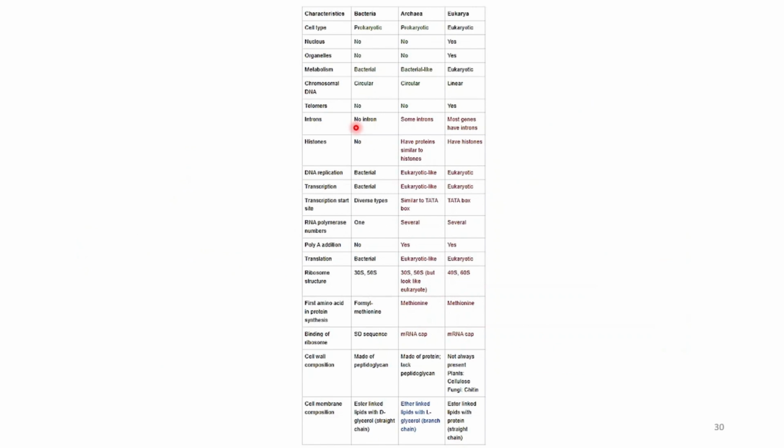Both of them are prokaryotes. Cell morphology might be quite similar, but archaea lack peptidoglycan. Their cell wall is made of protein, whereas the bacterial cell wall is made of peptidoglycan. Then, in case of bacteria, the cell membrane composition is ester linked lipids with D-glycerol straight chain. But in case of archaea, there are ether linked lipids with L-glycerol branch chain. Both have 70S ribosomes. Both have flagella. Archaeal flagella are also called archaella. Both have pili. The chromosomal DNA for both is a long circular form, and both can have plasmids as well.